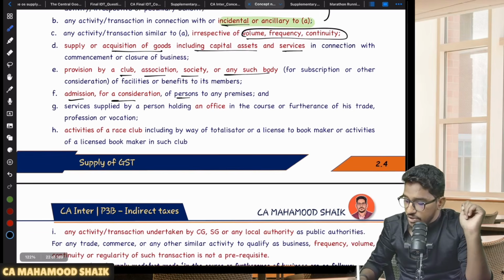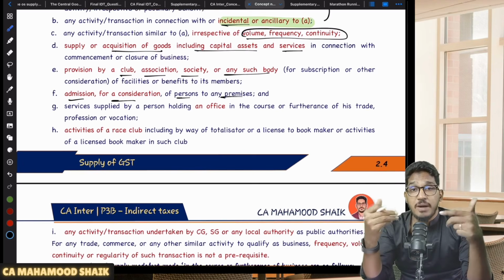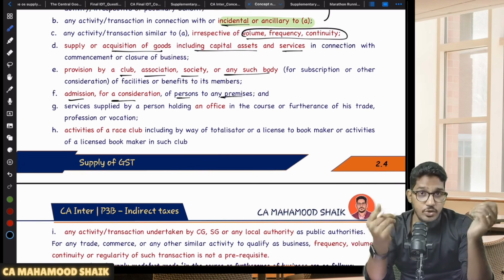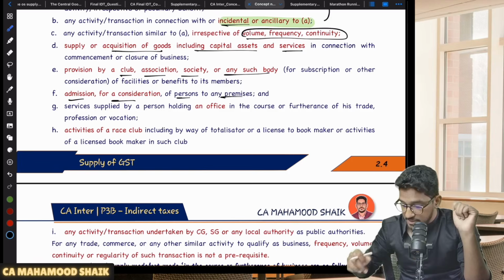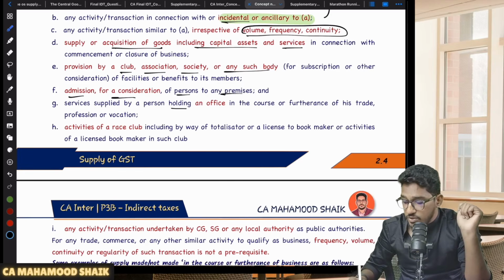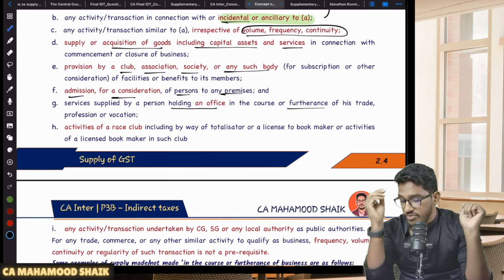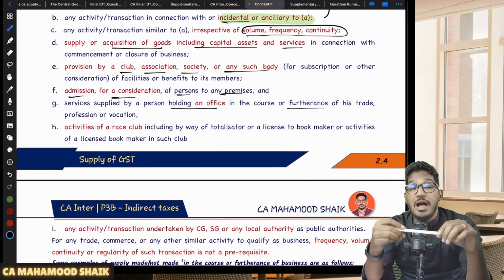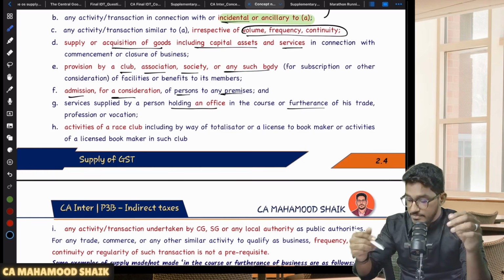Admission for a consideration of a person to any premises, like an amusement park or movie theater, you pay the money, they allow you to enter inside that premises. Business. Services supplied by a person holding an office in the course or furtherance of a trade, profession or vocation. I am a chartered accountant. I am holding a position as a director of a company. It is also a business.